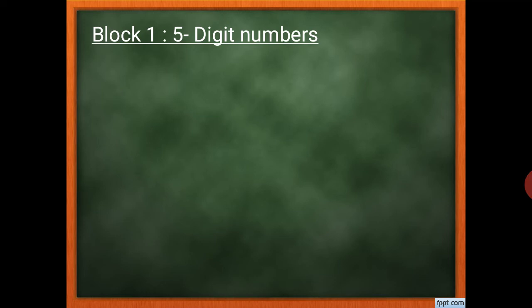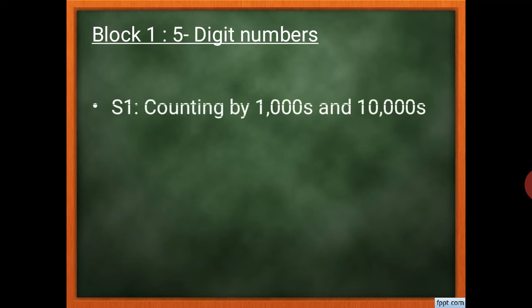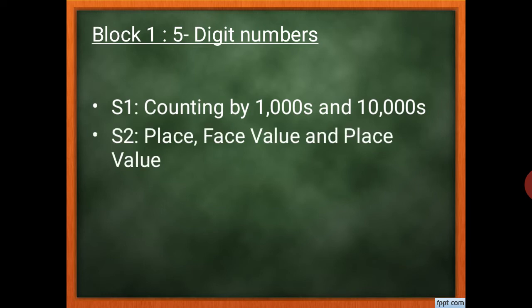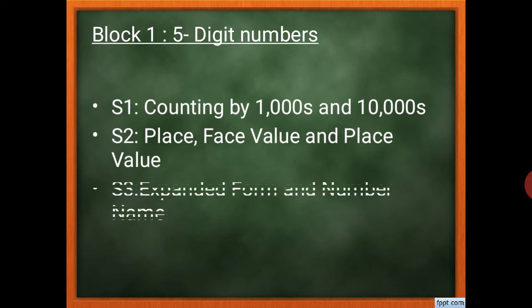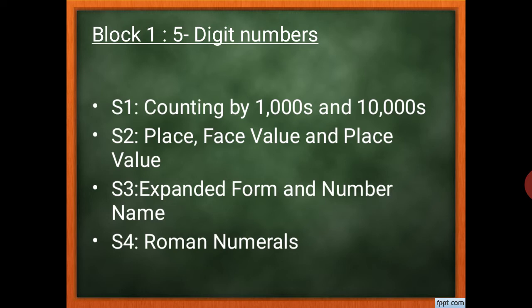So first, as we have completed our Block 1, that is 5-digit numbers, we have already done S1, that is counting by thousands and 10,000s. S2, that is place, face value and place value. S3, that is expanded form and number name. And S4, Roman numerals. So now just recapitulate it once to get a better understanding of this topic.